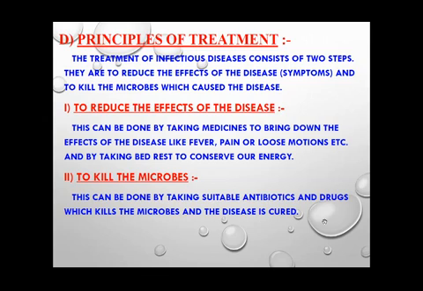Whenever a person suffers from a disease, he or she can be cured in two ways. First is by reducing the symptoms, and another is that if we can kill the microbe which is causing the disease, then also a person can be cured. So the treatment of infectious disease consists of two steps. First of all, we have to reduce the symptoms of the disease, and then kill the microbes which cause the disease. So how can we reduce the effects of the disease?